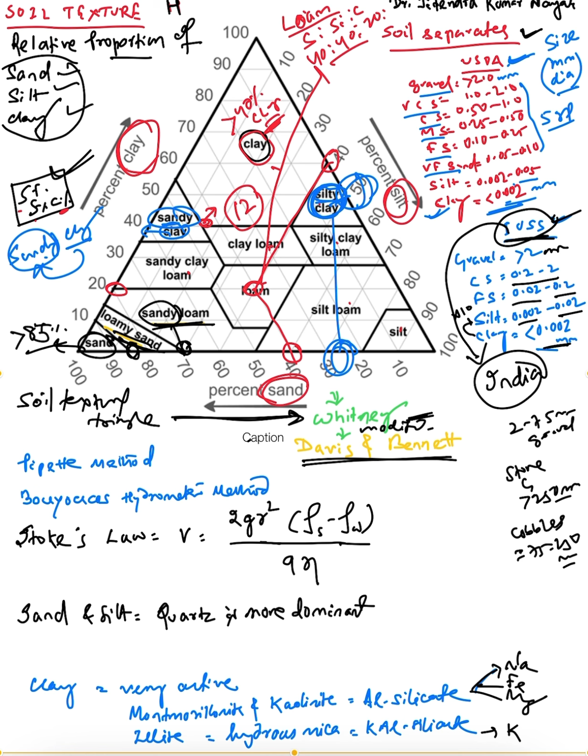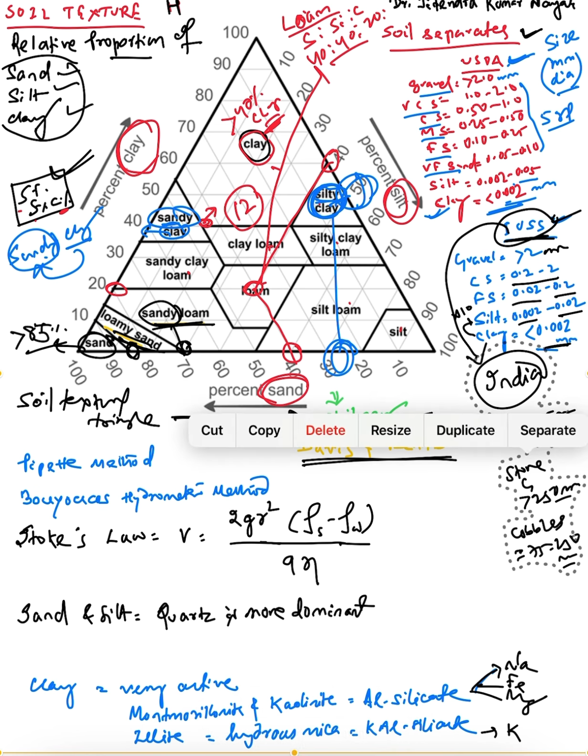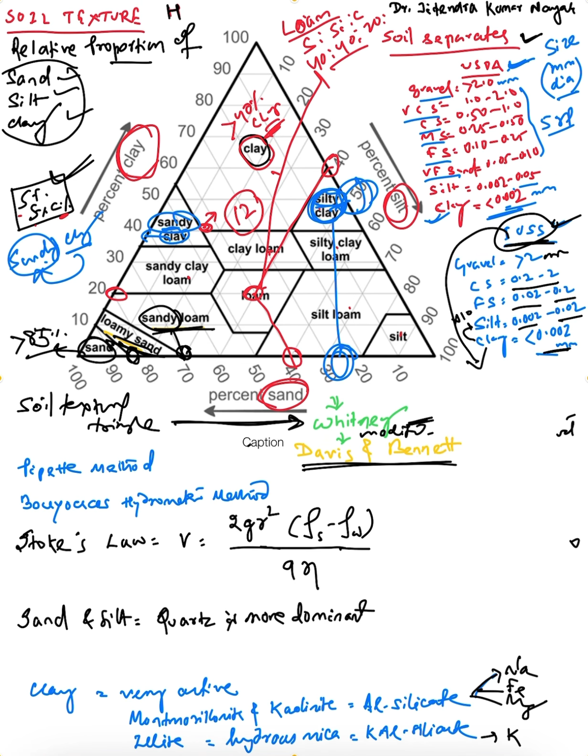Okay, so whatever the soil texture, you want to find out the sand, silt, clay percentage. For this we should go for two methods. One is the pipette method, another is Bouyoucos hydrometer method. The pipette method was followed by the IUSS, International Union of Soil Science.